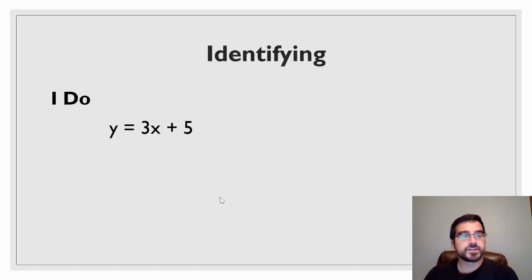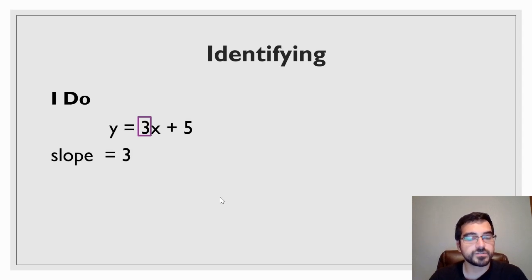Now we're going to identify from an equation. If they give me the equation y equals 3x plus 5, I know it's in slope-intercept form because y is by itself on the left side. From here, I'm going to try to locate my slope, which is next to the x value. That would be the 3. So I know my slope is equal to 3. My b value or my y-intercept would be the 5, the integer that's by itself.